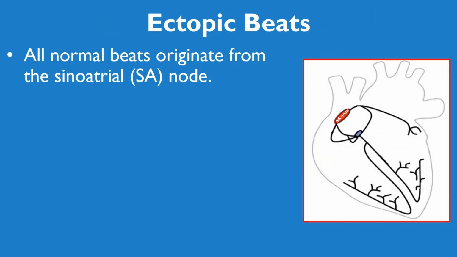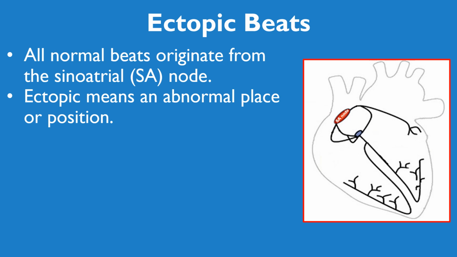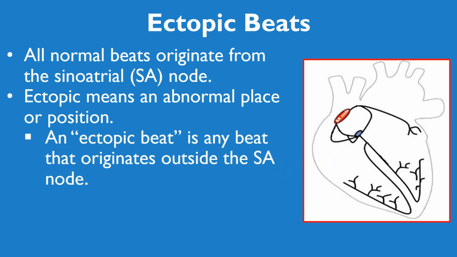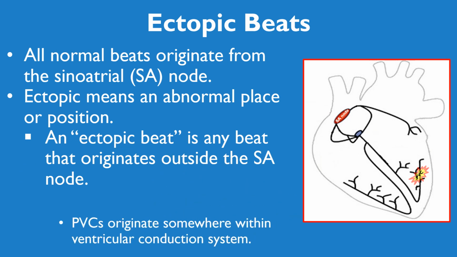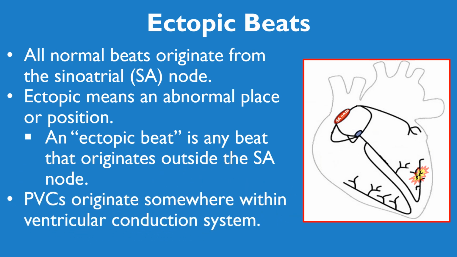As mentioned in previous videos, all normal beats originate somewhere from the sinoatrial node or the SA node. The term ectopic means an abnormal place or a position. So an ectopic beat is a beat that's going to originate anywhere that occurs outside of the SA node. For the sake of illustration, premature ventricular contractions originate somewhere from within the ventricular conduction system.